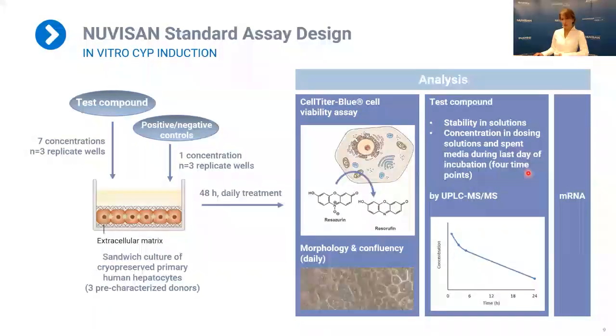Our second analysis endpoint is the measurement of the test item concentration in dosing solutions and spent media. Spent media is usually measured during last day of treatment at 4 different time points, and all these measurements are performed routinely by UPLC MS-MS. We perform the concentration measurements because we have to show that our test system was exposed throughout the treatment period. In addition, we measure stability in all solutions because we have to ensure that everything we measure is measured within a predetermined stability timeframe. And our actual endpoint is the mRNA quantification.